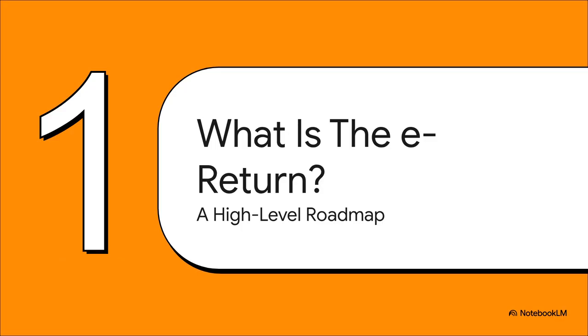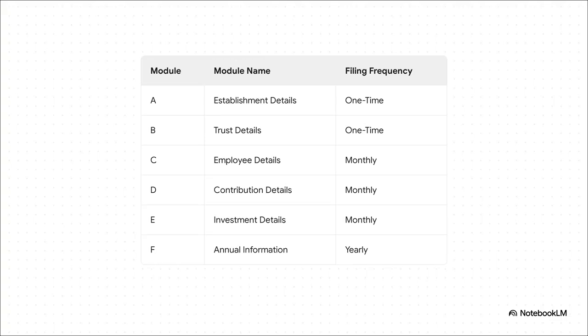The best way to tackle this whole thing? You need a roadmap. So that's where we'll start: a high-level look at the entire e-return journey, so you can see the big picture from the get-go. The whole e-return is built around 6 modules. Now, the trick is not to look at this as just one long, intimidating list. Instead, think of it in 3 simple phases. You've got your one-time setup, that's modules A and B. Then there's the monthly grind, modules C, D, and E. And finally, you have a once-a-year checkup with module F. See? When you frame it like that, it's so much more manageable.